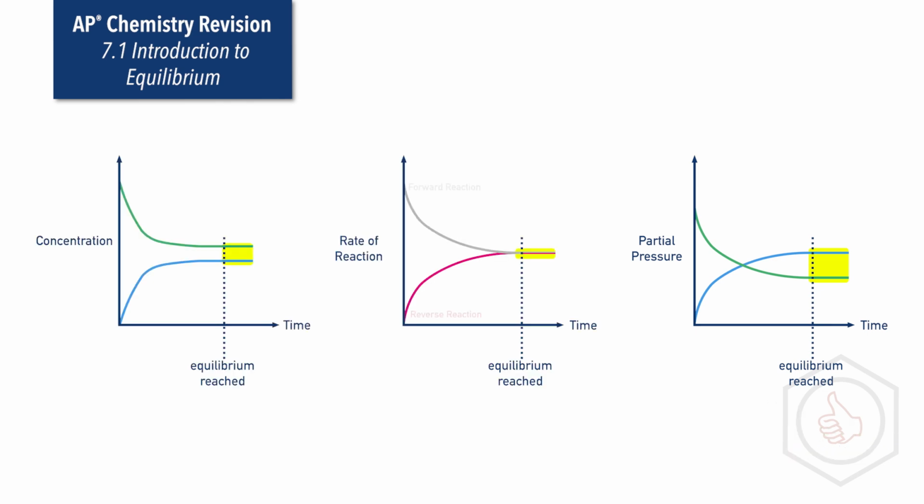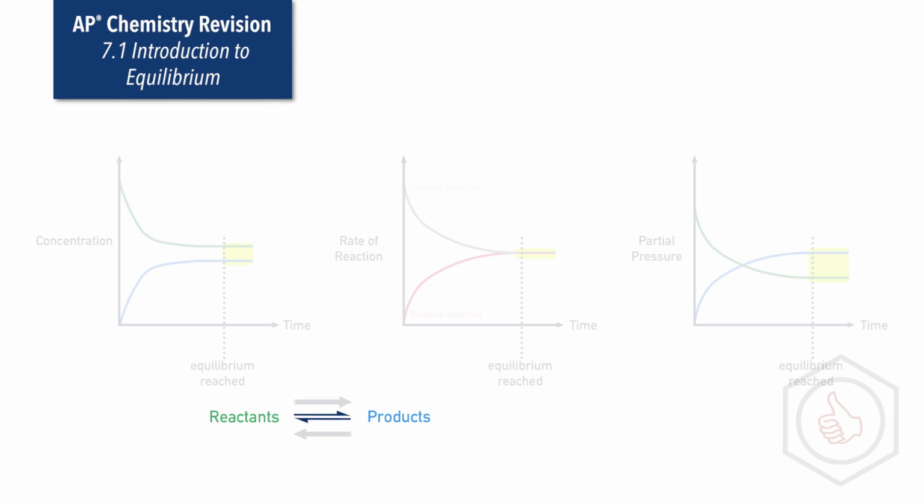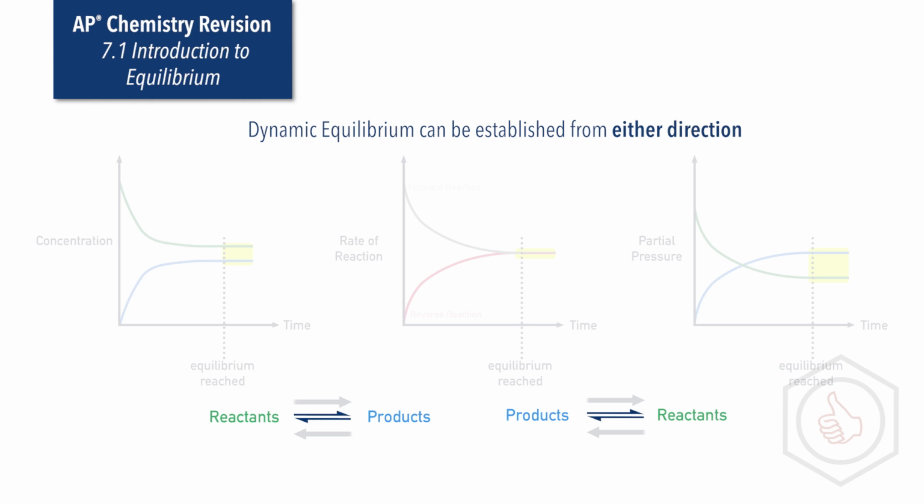In these examples, we have assumed that we have started with reactants going to form products for a forward direction, but it's important to remember that equilibrium can be established from either direction. You could also start with products and they would react to form reactants and still form an equilibrium system.